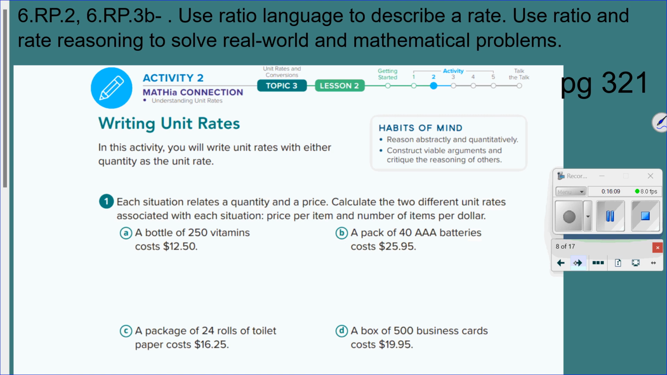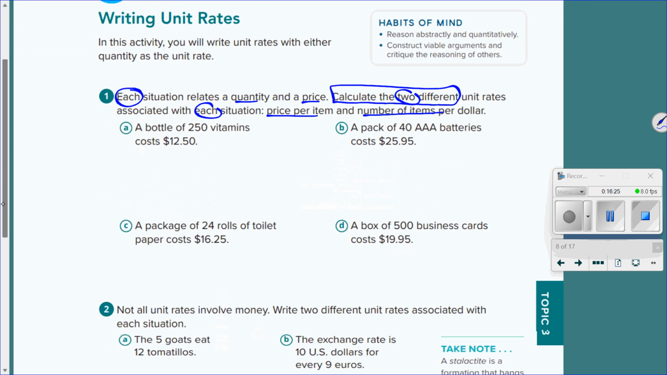In this one, each situation relates to a quantity and a price. Calculate the 2 different unit rates associated with each situation: price per item, and number of items per dollar. So I'm going to set part A up for you. I'm going to just set up, and we'll let you work it out so you can understand how it goes. Guys, every problem should go just like this. The numbers and units will change, but the setup will not. Every setup is going to go just like this.